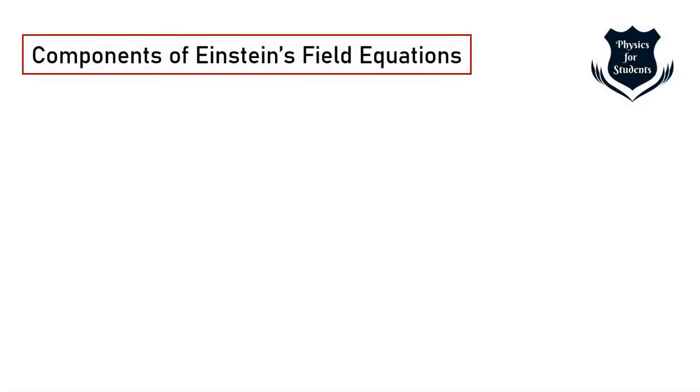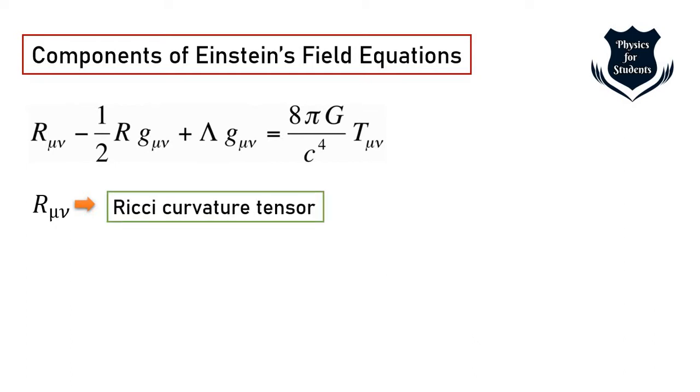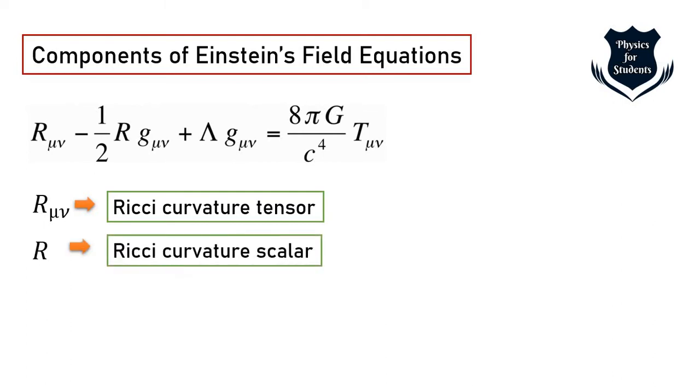Well, in this part we would be looking at the components of Einstein's field equations. As you can see right on the top of the screen, this is the entire Einstein field equations. So we would be looking at what is called R mu nu, which is called the Ricci curvature tensor. We would have a look at that. Then there is R, the single R, which denotes the Ricci curvature scalar. We have G mu nu, which is the metric tensor.